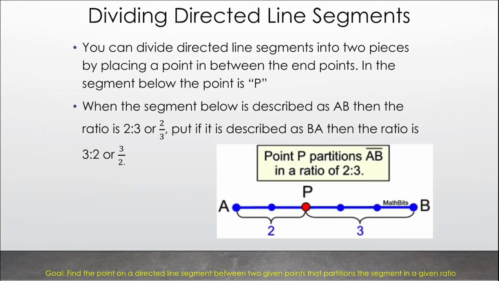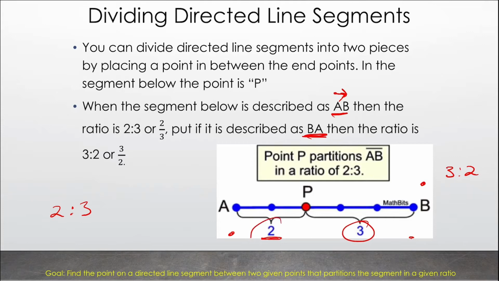Alright, so when I'm dividing this directed line segment, so when we cut it into two pieces, we place a point. So in this case, we have point P. So when the segment below is described as AB, so I'm starting at A and going to B, then the ratio would be 2 to 3, because I start at A, I go 2 spaces, and then I finish at B, so it's 2 to 3, okay? But if I describe it as B to A, so I'm starting at B, we have to reverse that, 3 to 2.